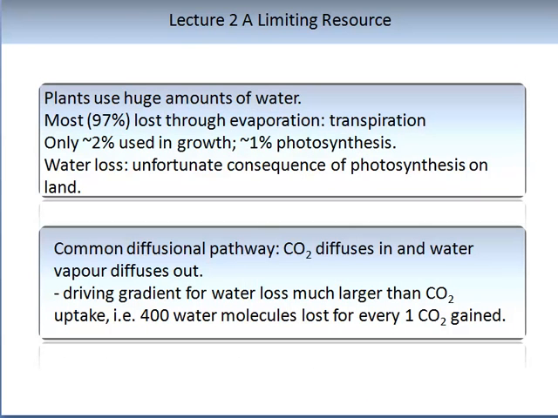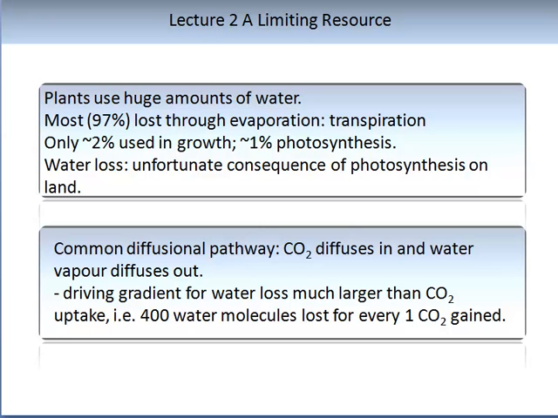Plants use a huge amount of water. Most of the water that a plant uses is actually lost to the atmosphere through evaporation. This occurs during the process of transpiration. Transpiration is the movement of water from the roots out through the stomata of the leaves to the atmosphere. And about 97% of all water that is utilized in the plant is lost in this process. About 2% of water is used in the process of growth, and a little less than 1% is used in photosynthesis, when the molecule is split to aid in the production of chemical energy.